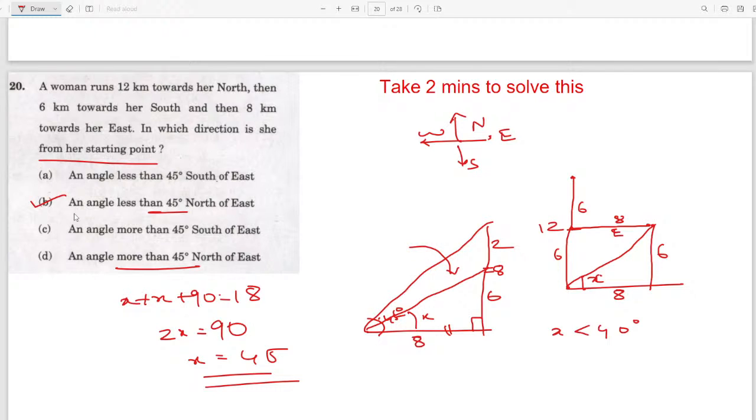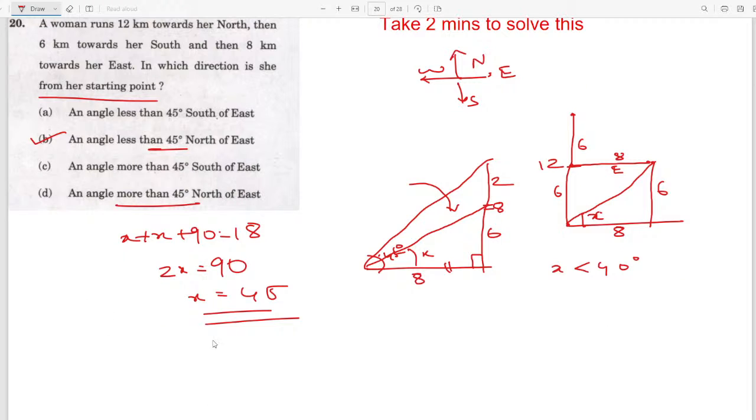I hope this is clear. If you have any doubts, you can ask. Tam, I hope I have cleared your doubt.